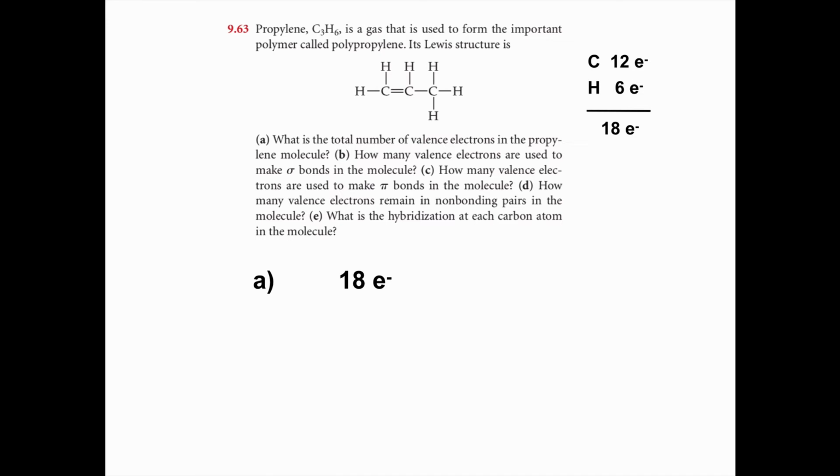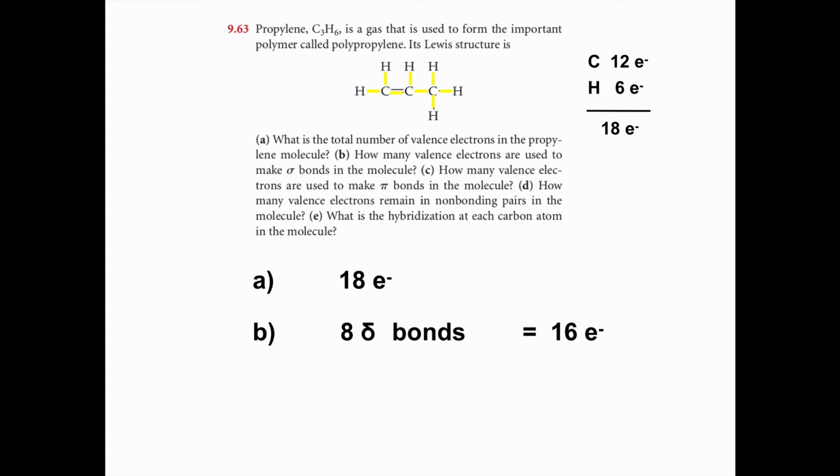How many valence electrons are used to make sigma bonds? Well, anytime we have a single bond, or 1/2 of a double bond, that's a sigma bond. So a sigma overlap, overlap within the internuclear zone. So we have 1, 2, 3, 4, 5, 6, 7, 8 sigma bonds.